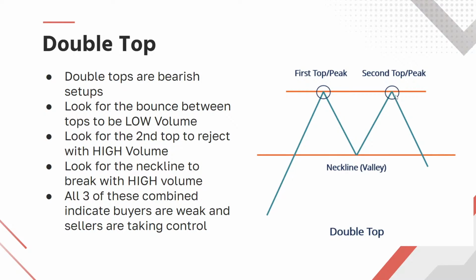The last thing we want to look for is this neckline to break with high volume, because this is a possible support level. If they bounce it again, that's support. If they break it with high volume, it's the nail in the coffin for the bulls, and the bears have shown that they have enough strength. All three of them combined, they indicate buyer weakness and seller control. So weakness here on this push, and then seller strength on the rejection, and then the break of the neckline.